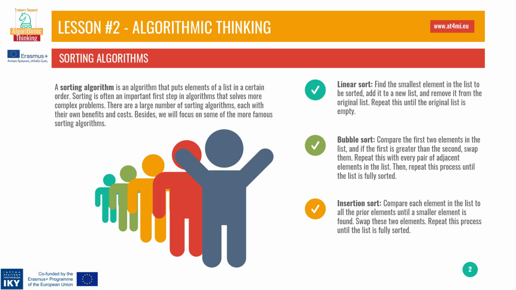Sorting algorithms. A sorting algorithm is an algorithm that puts elements of a list in a certain order, usually in numerical or lexicographical order. Sorting is often an important first step in algorithms that solve more complex problems. There are a large number of sorting algorithms, each with their own benefits and costs. Below, we will focus on some of the more famous sorting algorithms.